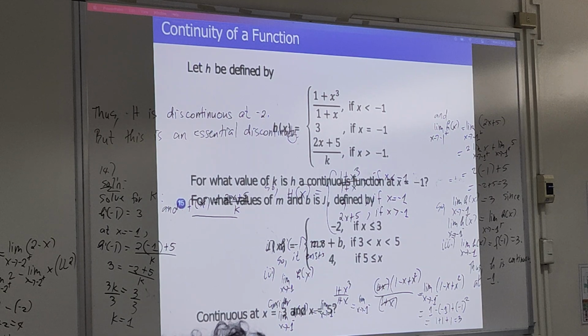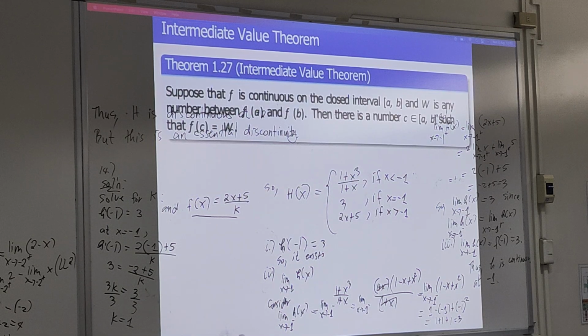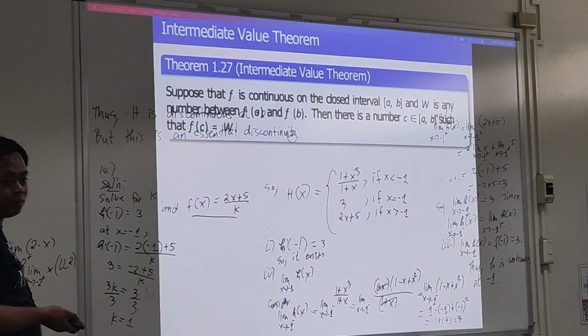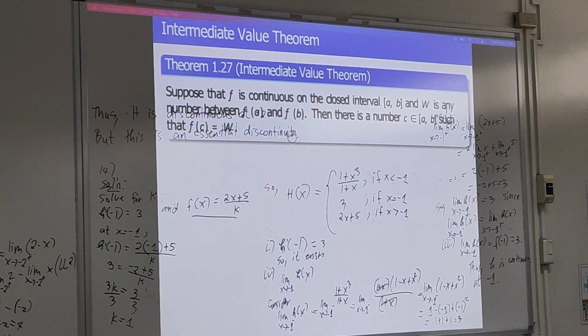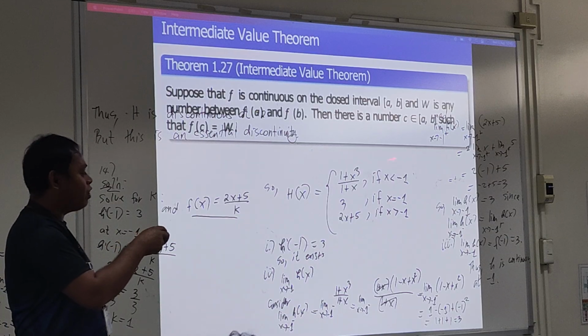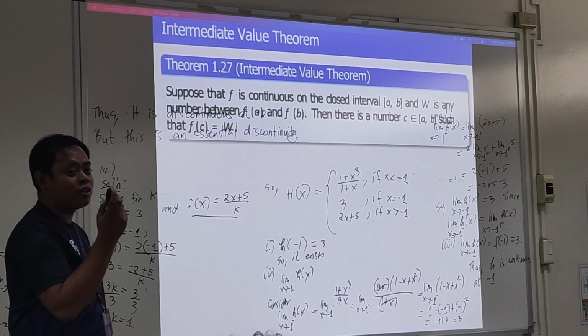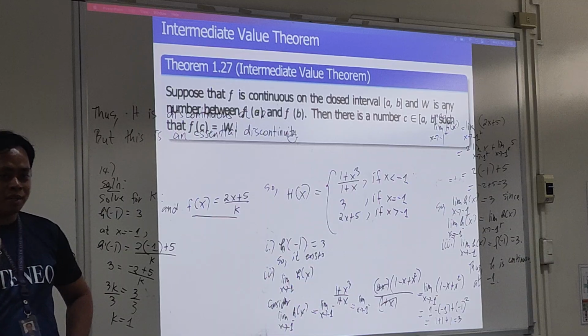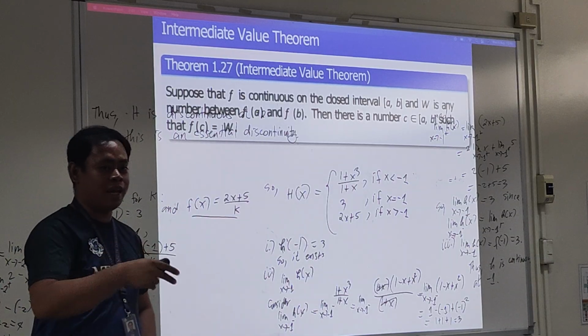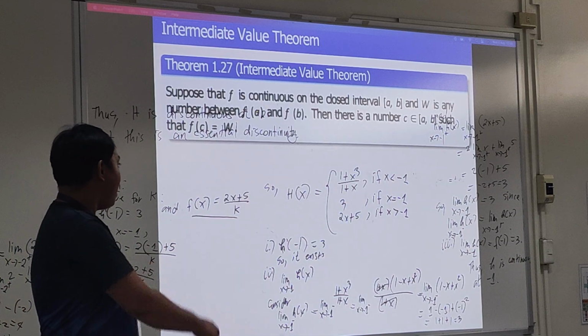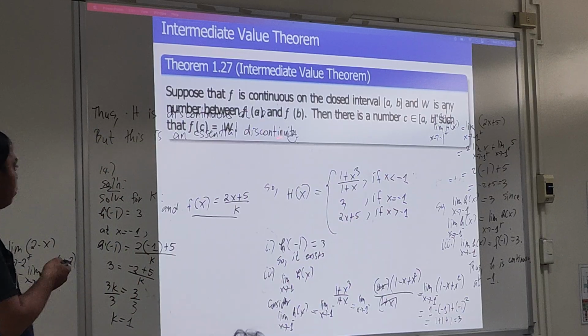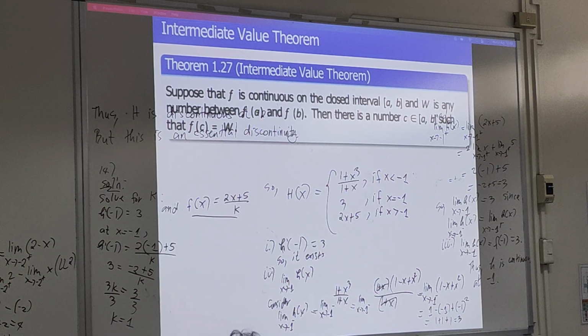Okay, next we have this theorem, the IVT, the intermediate value theorem. According to this theorem, if you have this function f, which is continuous on the closed interval from A to B, so closed interval meaning it includes A and B and everything in between, and W is any number between f of A and f of B.